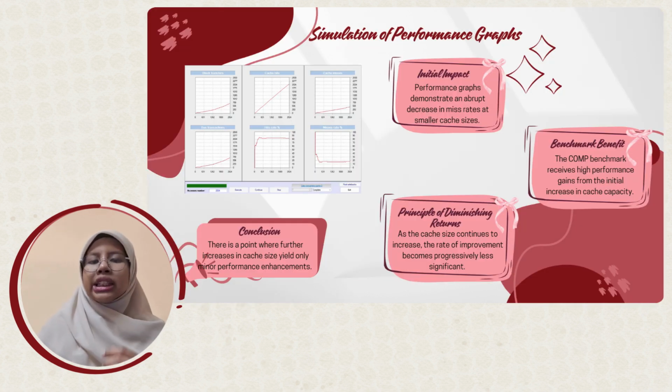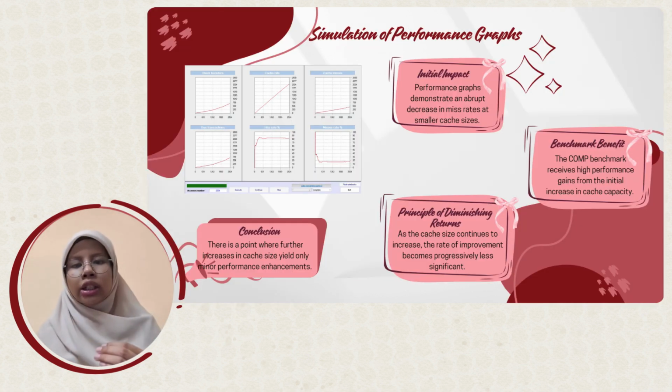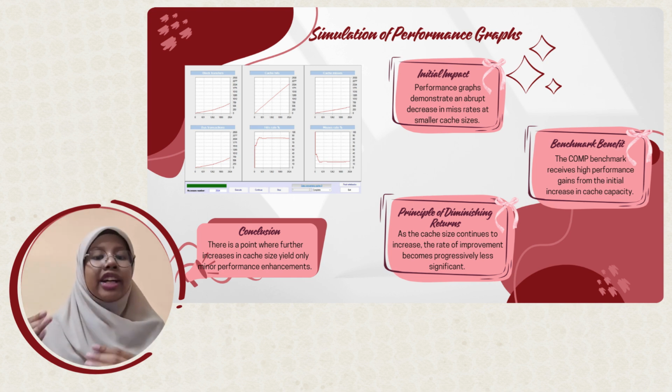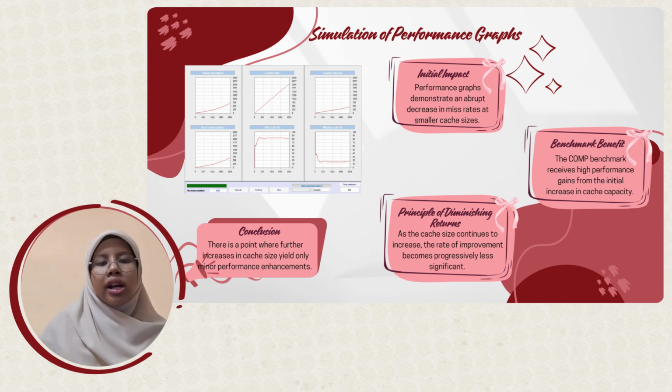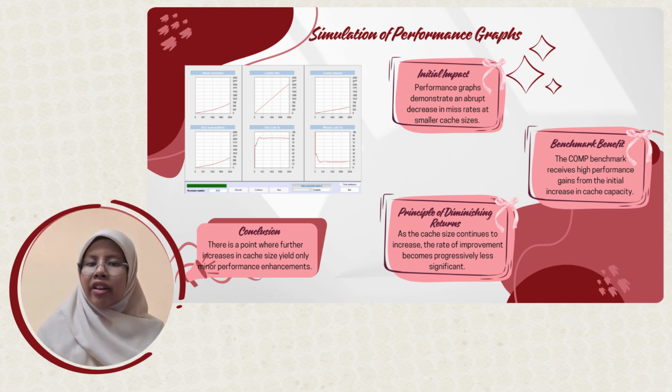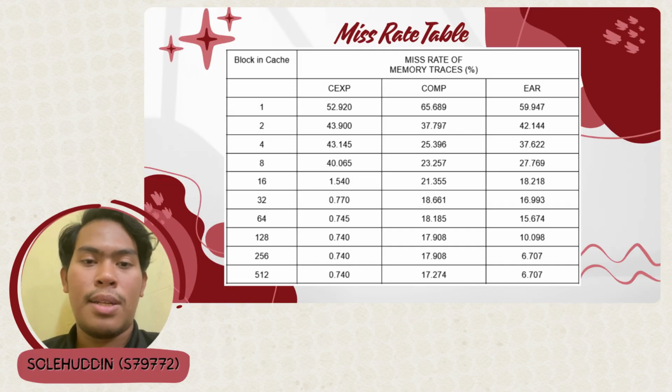Next, visualizing performance trends. In the performance graph, we can see that at smaller cache sizes, there is a steep reduction in miss rate, showing significant performance improvement. As cache size continues to increase, the improvement becomes smaller, demonstrating the concept of diminishing returns. This helped identify an efficient and balanced cache size for the COMP trace. Next, we will explain the miss rate table, answer the questions, and conclude this presentation.